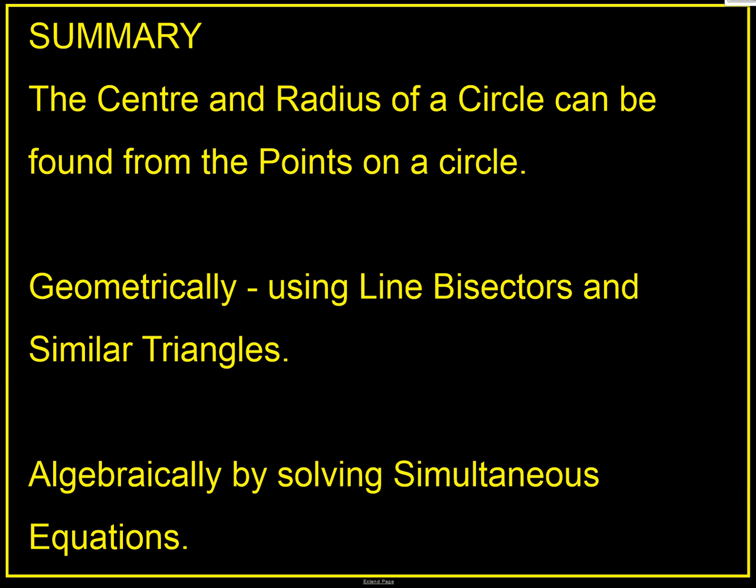The centre and radius of a circle can be found from points on a circle. Geometrically, we can use line bisectors between points and similar triangles to find where the centre is. And algebraically, we can do the same thing using simultaneous equations, and if we take one quadratic away from the other quadratic, we will end up with linear equations, and we just solve linear simultaneous equations. So I hope that's of use, and best of luck.